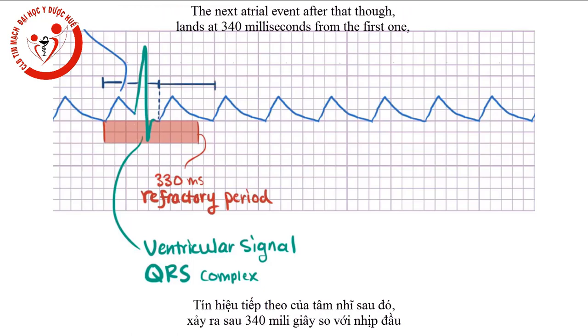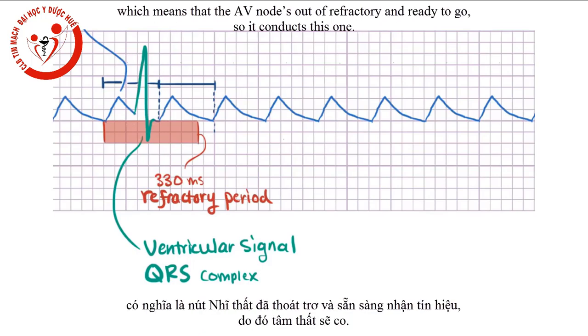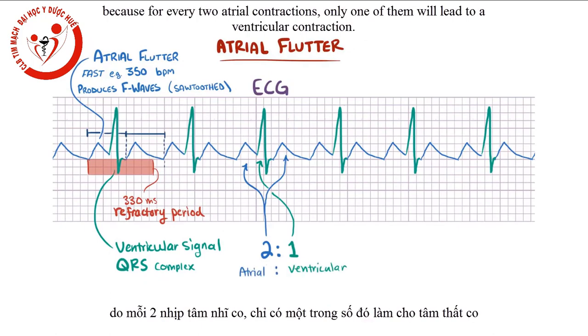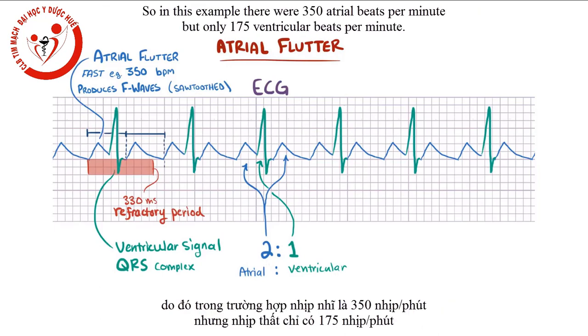The next atrial event after that, though, lands at about 340 milliseconds from the first one, which means that the AV node's out of refractory and ready to go. So it conducts this one. In this example, therefore, we've got a 2-to-1 atrial to ventricular rate, because for every 2 atrial contractions, only one of them will lead to a ventricular contraction. So, in this example, there were 350 atrial beats per minute, but only 175 ventricular beats per minute.